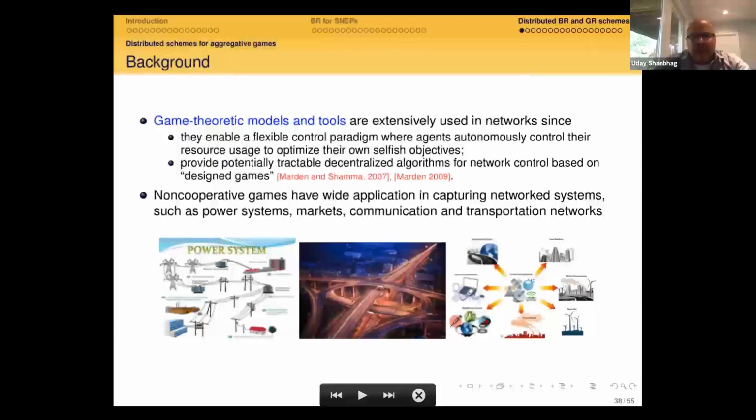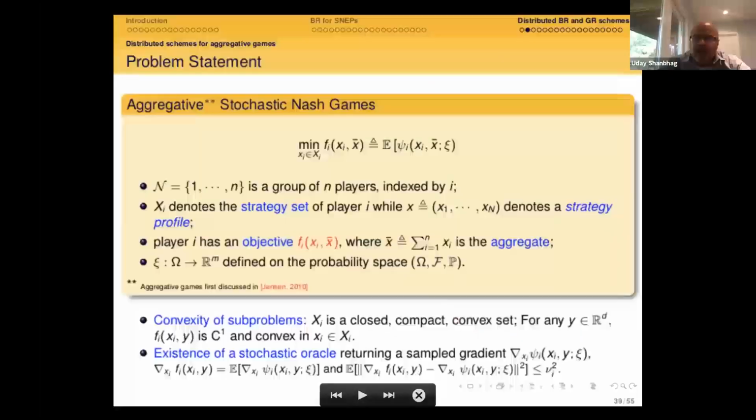Okay, so let's switch gears to the question of computing these equilibria in a distributed regime. There's been work right from 2007 where Jason Martin and Jeff Sharma looked at using a game theoretic framework as a means of designing control protocols, and this has wide applicability since then. Given that our focus is really on trying to compute equilibria of a subclass of non-cooperative games called aggregative games.